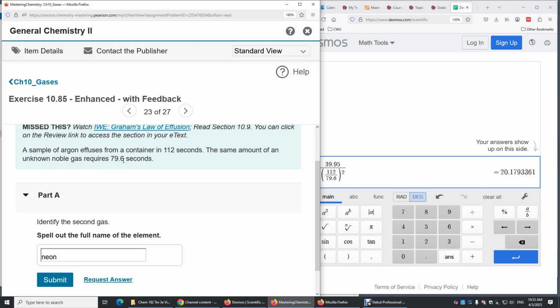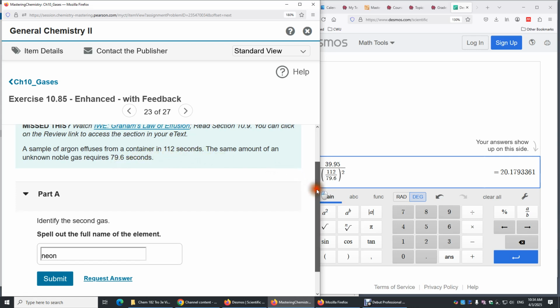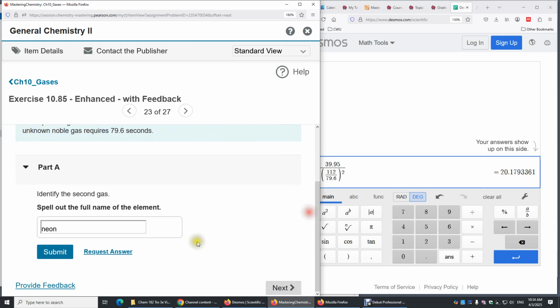It cannot be helium because helium is so much lighter than argon. It's 10 times lighter than argon. But if you compare these two numbers and you square the ratio of 112 over 79.6, you're not going to get 10. I guess you will get something around 2-ish. Alright, so it cannot be helium, it has to be neon.